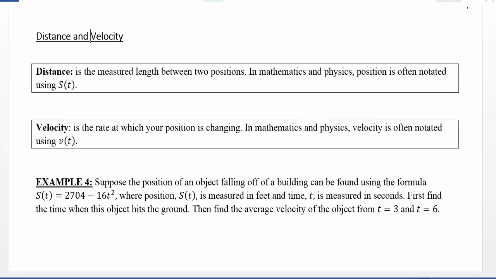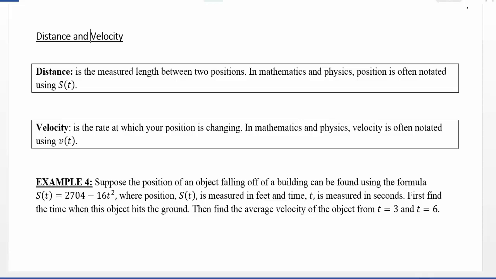Velocity is the rate at which our position is changing. So how quickly did we get from the first point to the second point is what our velocity tells us. In mathematics and physics, velocity is often notated using v of t. So you can imagine that if we look at the average rate of change of distance, that's actually going to tell us the average velocity, or how quickly it's changing on average between the 2 points that we're interested in. So in the example below, we'll explore this relationship a little bit, but we'll see these terms throughout the semester, so we'll circle back to them.